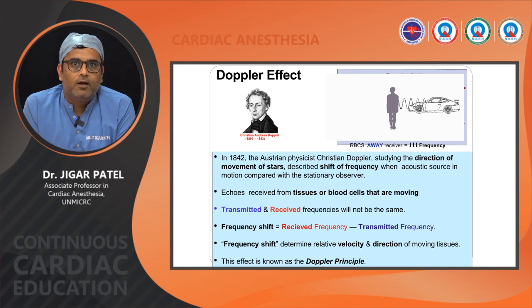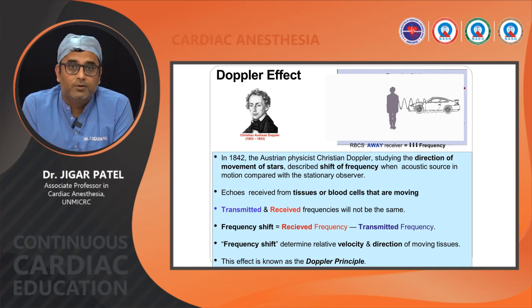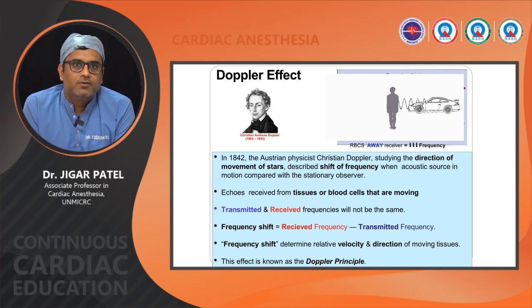Similarly, when we hear the Doppler signal from the red blood cell or tissue, when the echo is received moving toward the transducer, we hear high frequency as compared to blood or tissue moving away from the probe. So here the transmitted and received frequency will not be the same, and you can calculate this frequency shift by subtracting the transmitted frequency from the received frequency. If this result is positive, then the movement is toward the probe, and if this frequency shift is negative, then it is movement away from the probe.